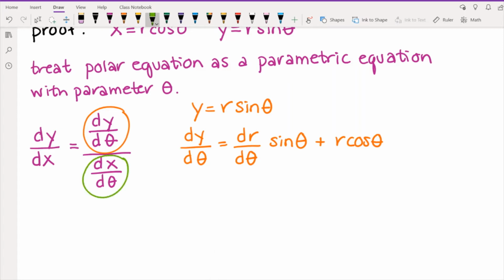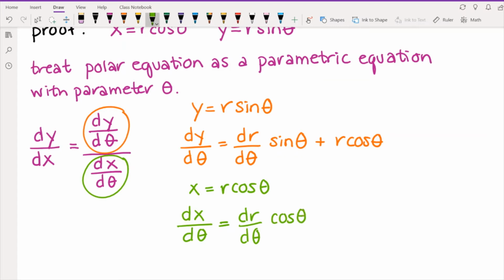And then similarly, if we know that we can write x as r times cosine of theta, then that means that the derivative of x with respect to theta is going to be equal to dr/dtheta, the first part of the product rule, times cosine of theta. And then we take the derivative of cosine of theta, and that's going to be negative sine of theta, and we multiply that with r. Let me make a note here that these are both using the product rule.